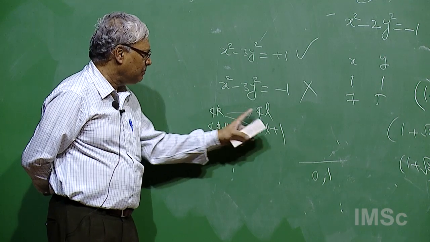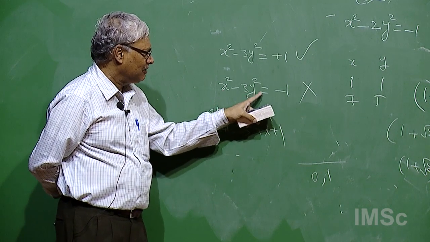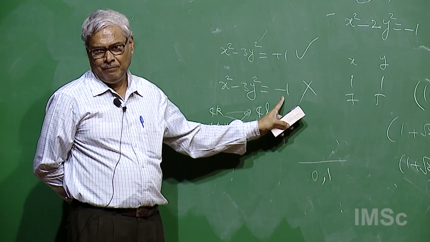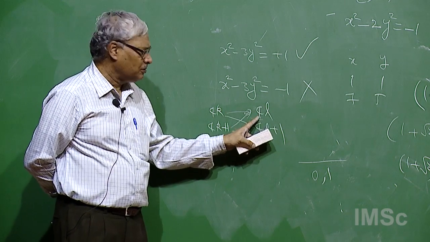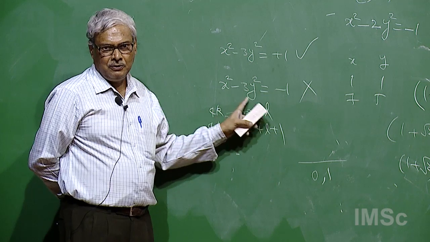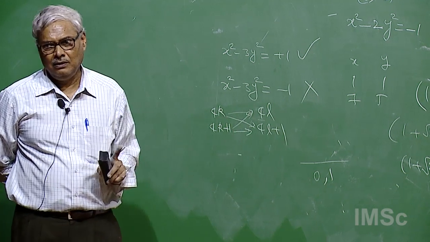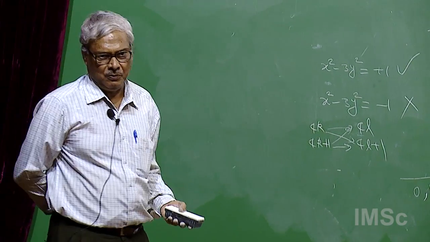If both are divisible by 4, do you think x squared minus 3y squared will be equal to minus 1? x squared is of the form 4k. y squared is also of the form 4l. Do you think the difference will be minus 1? No, because the left hand side is divisible by 4.